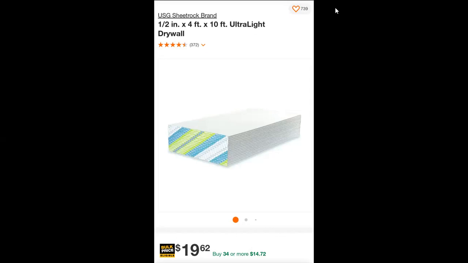Right. Let's look now at how this is going to look mathematically. Now remember, we want to take another look at it. It's $20 a piece if you buy individual sheets, but if you can purchase 34 or more, the price reduces down to $15. We're going to round that $14.72 to $15. So now let's look at this one.